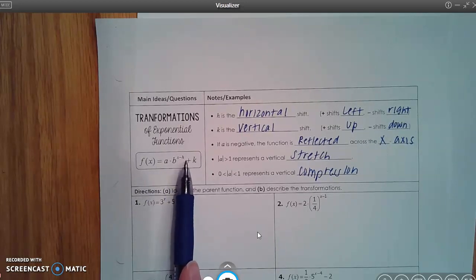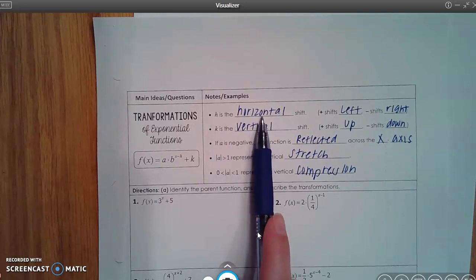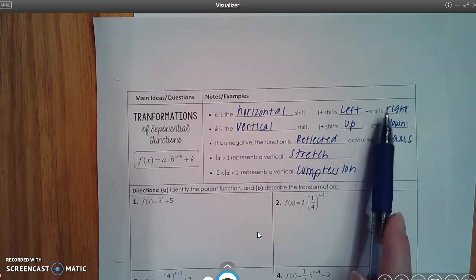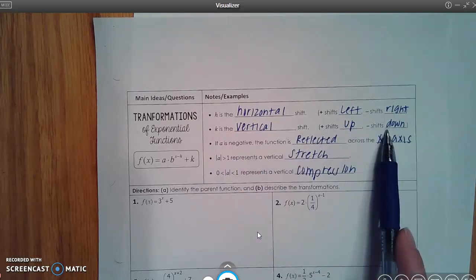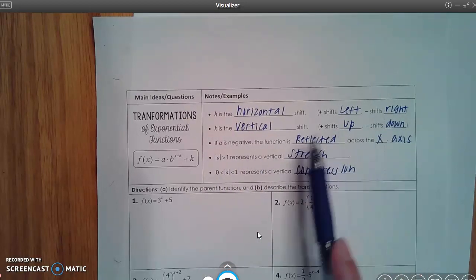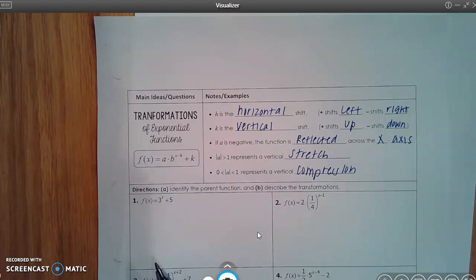Your shifts are all the exact same as what they were in our previous unit of graphing. It's been a while, but they're the same. So h is the horizontal shift. If it's positive, you go left. If it's negative, you go right. K is your vertical shift. If it's positive, you go up. Down is negative. If your a value out here is negative, it means you reflect across the x-axis.